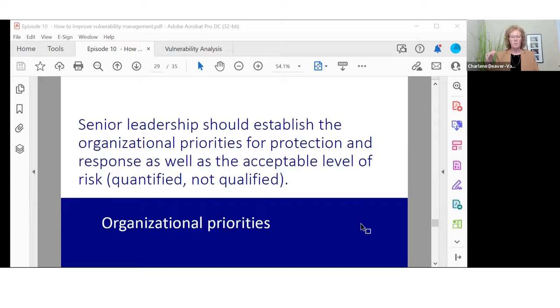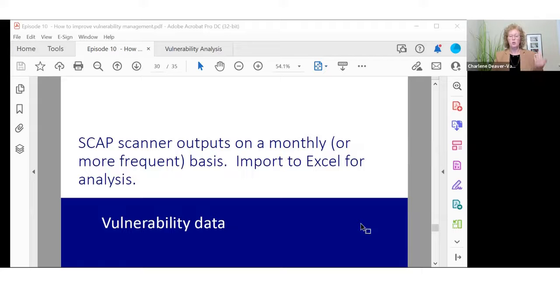Until they put numbers to it, it's still vague, and you can easily end up having more risk in the organization than what you really want. So that's another piece of the conversation you should start having with leadership as you start doing this work.